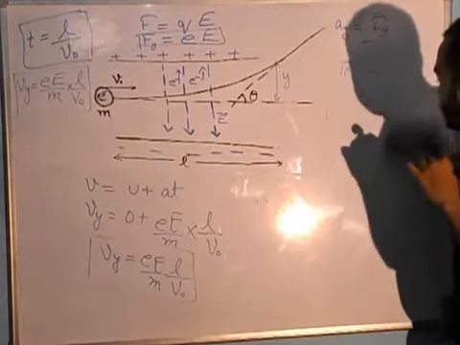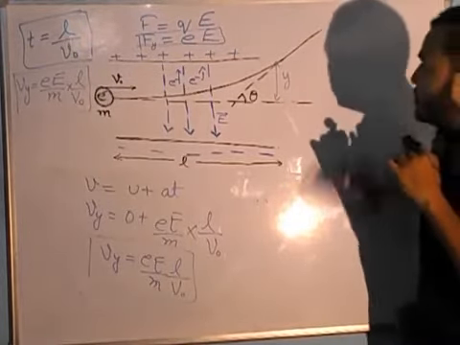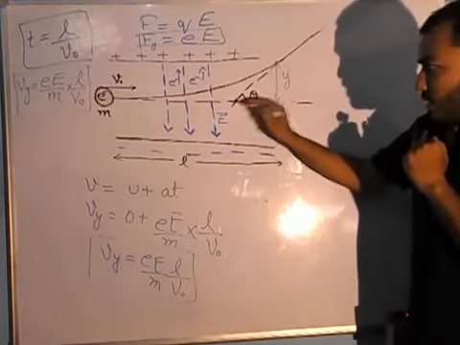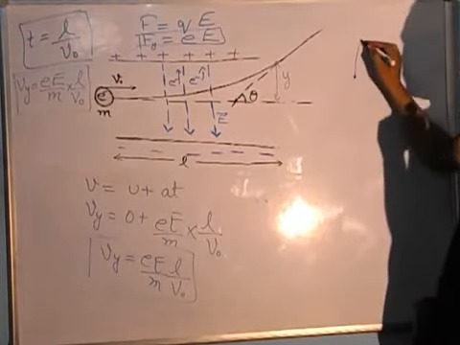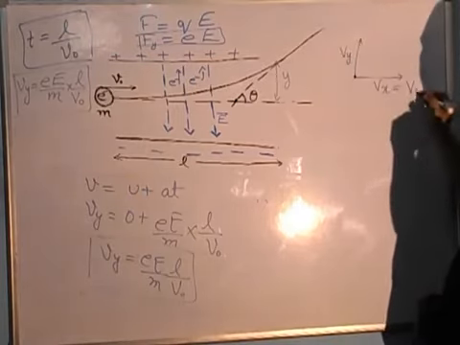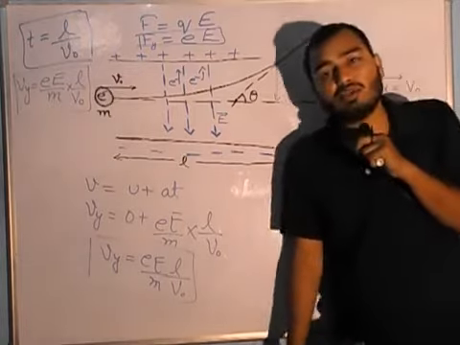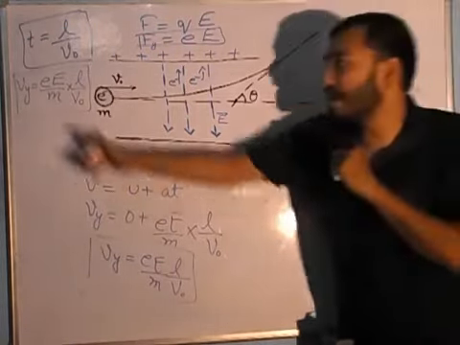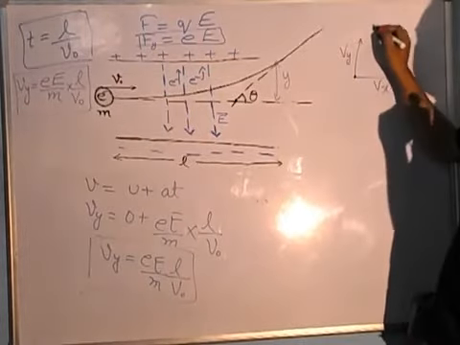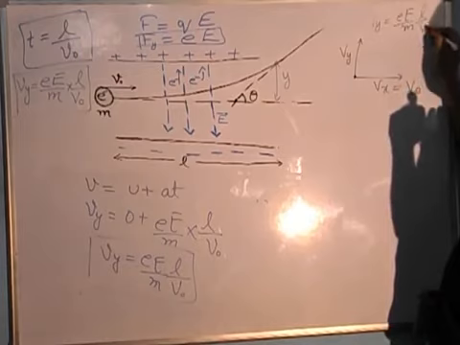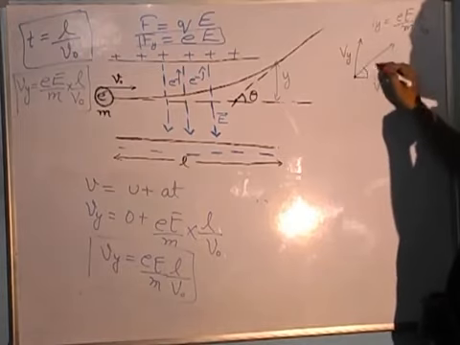Now I need to calculate this angle theta. Notice how I do that. At this particular point, the electron has two components of velocity, one in the y direction and one in the x direction. In the x direction, the velocity of the electron is constant because there is no acceleration along the x direction. But along the y direction, the velocity has increased and it has become E divided by m multiplied by L by v naught. I need to calculate this angle theta.